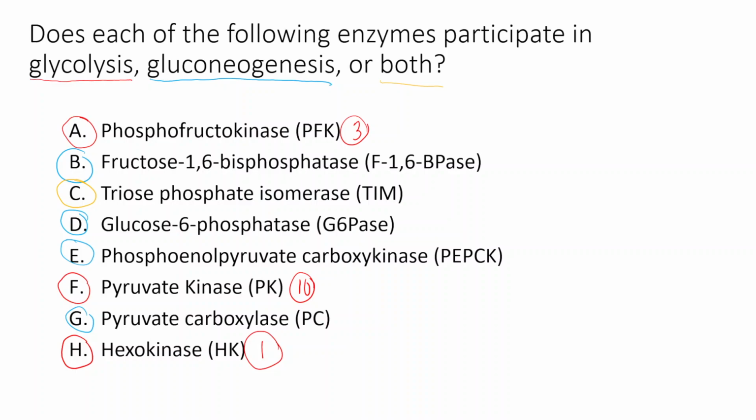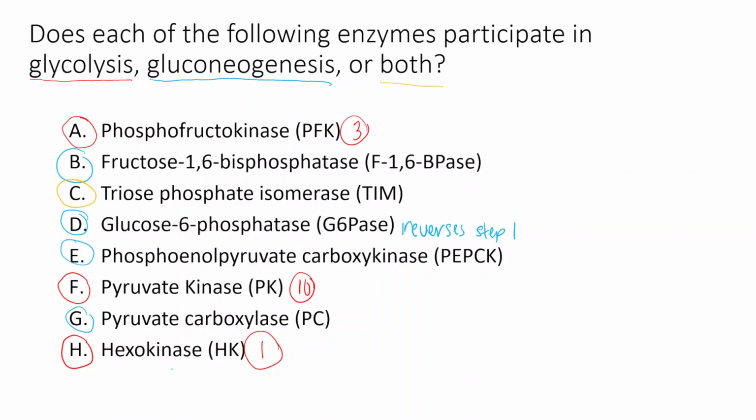Can anybody pick any of these reactions and tell me which enzymes reverse them? D reverses H. Yes, this one reverses step 1. Glucose 6-phosphatase reverses hexokinase. Hexokinase adds a phosphate group to the 6-carbon on glucose, and glucose 6-phosphatase removes that phosphate group from the 6-carbon on glucose.